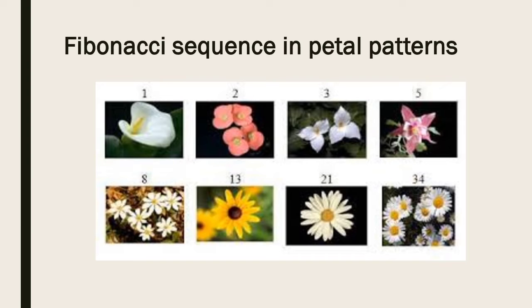On many plants, the number of petals is a Fibonacci number. Buttercups have 5 petals, lilies and iris have 3 petals, some delphiniums have 8, corn marigold have 13 petals, and some asters have 21, whereas daisies can be found with 34, 55, or even 89 petals.